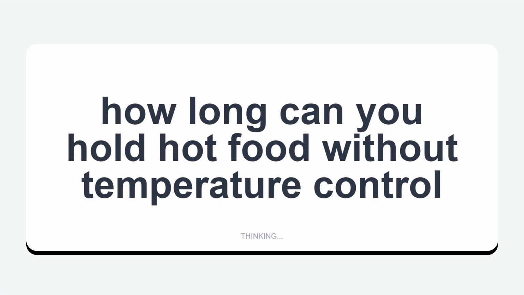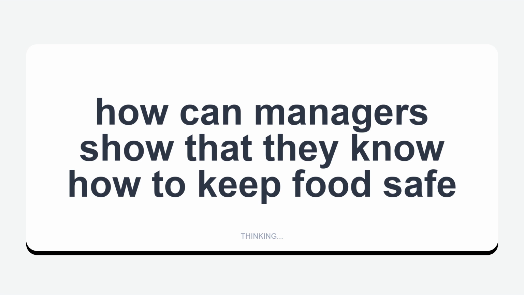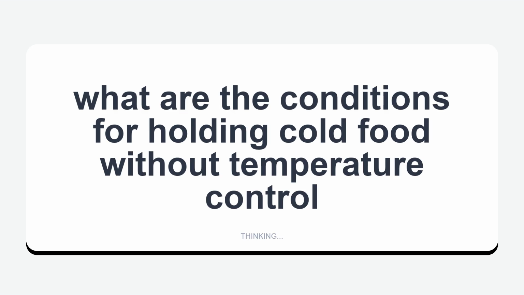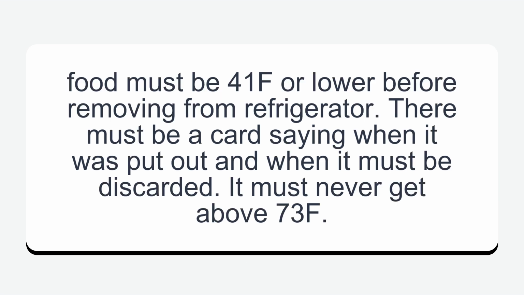How long can you hold hot food without temperature control? Up to 4 hours. How can managers show that they know how to keep food safe? By becoming certified in food safety. What are the conditions for holding cold food without temperature control? Food must be 41 F or lower before removing from refrigerator. There must be a card saying when it was put out and when it must be discarded. It must never get above 73 F.